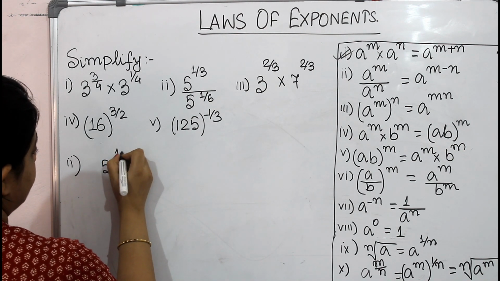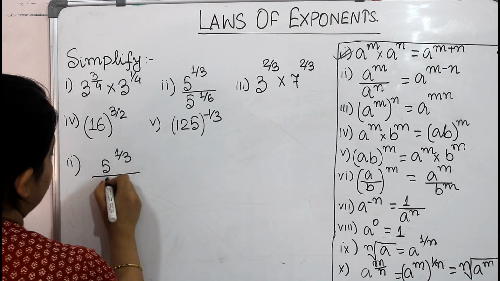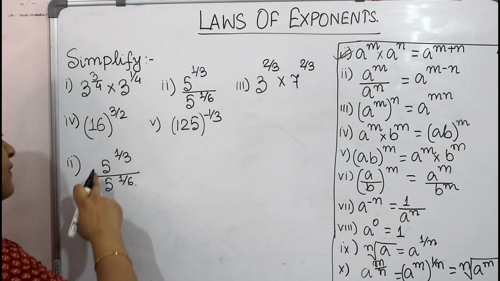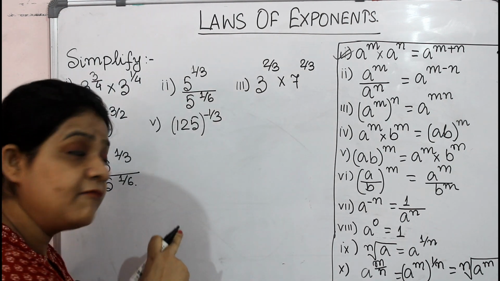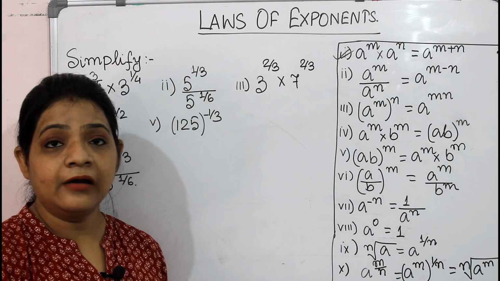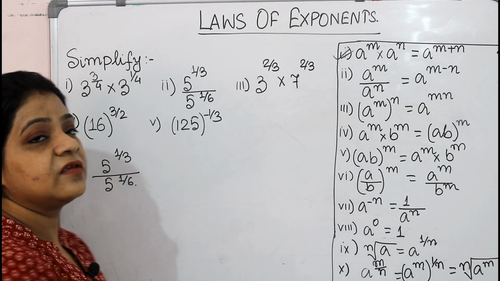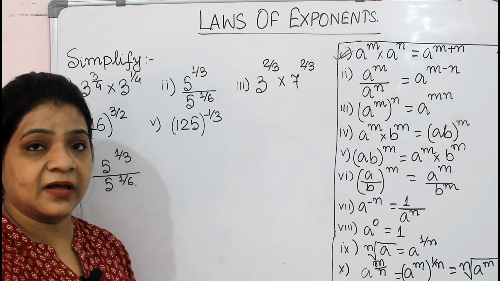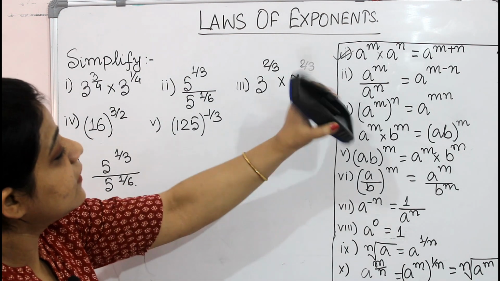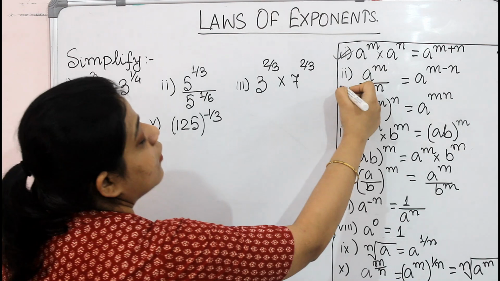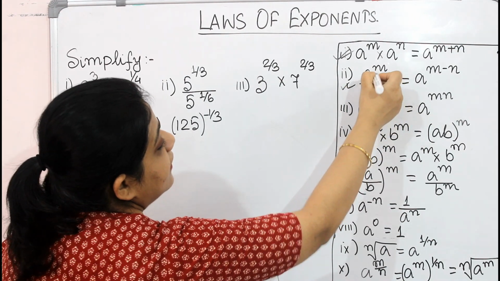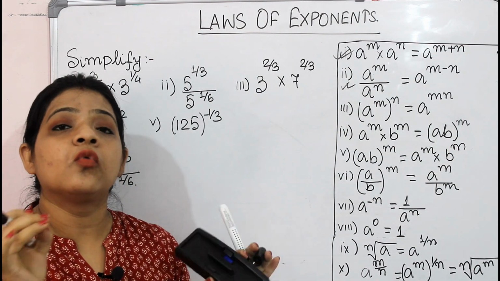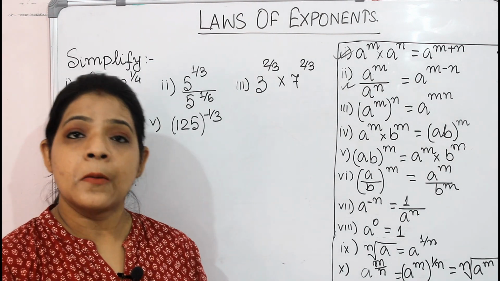The next sum is 5 to the power of 1 by 3 divided by 5 to the power of 1 by 6. This particular sum has the same base, 5, but the powers are different. Here the numerator has power 1 by 3 and the denominator has power 1 by 6. Which law will work? This law will work since division is there and it has the same base. For this type, we will just subtract the powers.